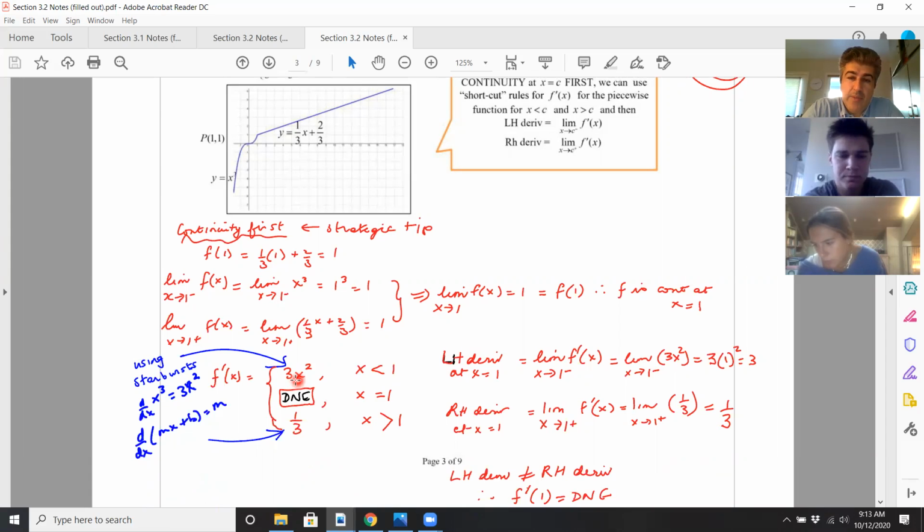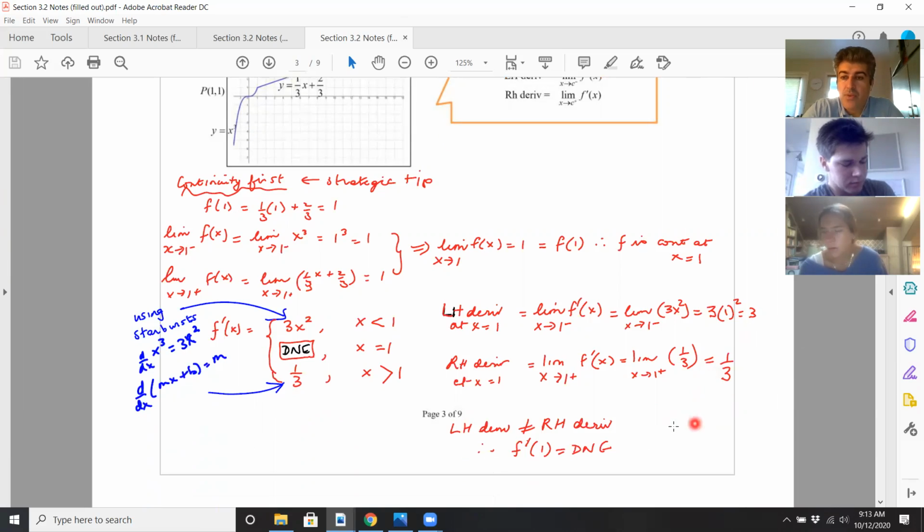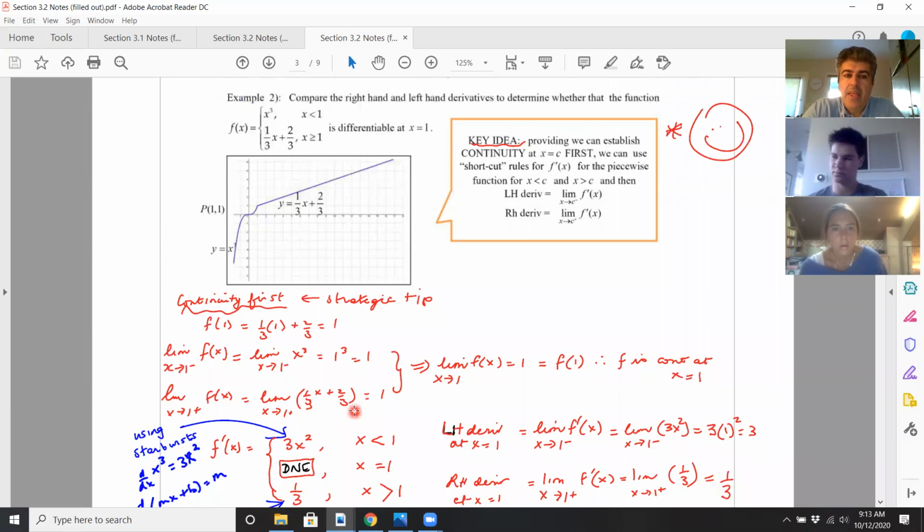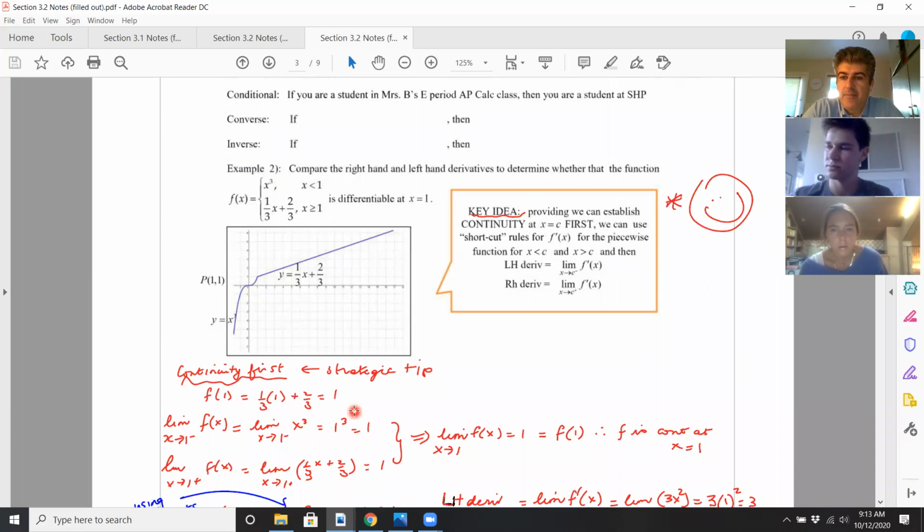So we see that the left-hand derivative is 3x squared. If I plug 1 in, I get 3. That's 1/3 straight up for the right-hand derivative. Plug in whatever you want, you're still 1/3. Those are not the same. Hence, you're not differentiable, because the left and right-hand derivatives do not equal each other. So the derivative at x equals 1 does not exist. So that was kind of the key idea from 3.2.